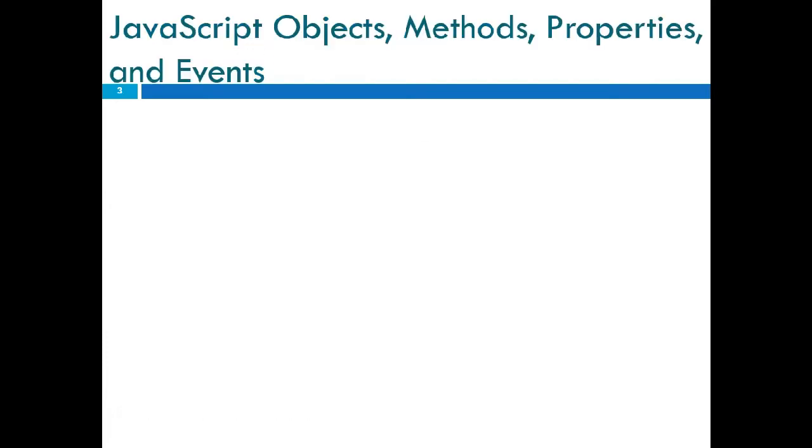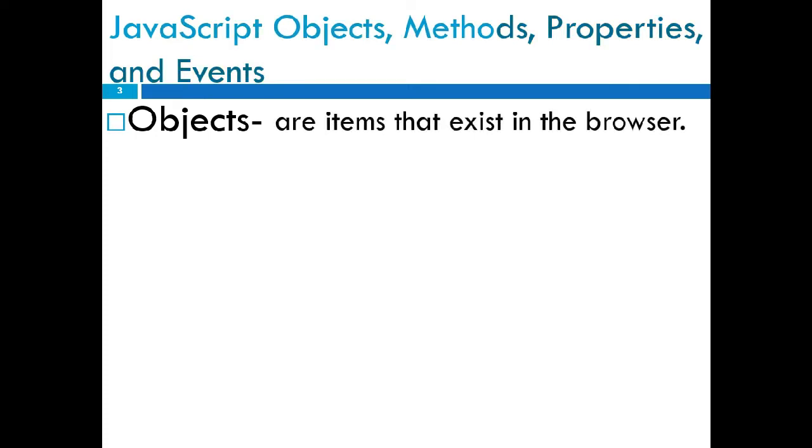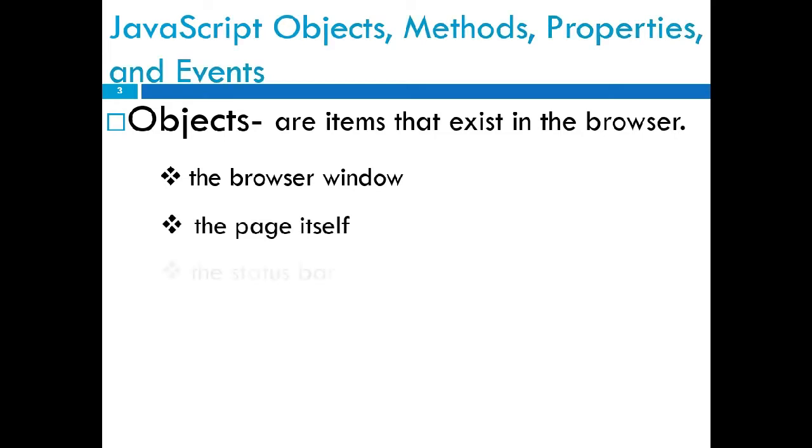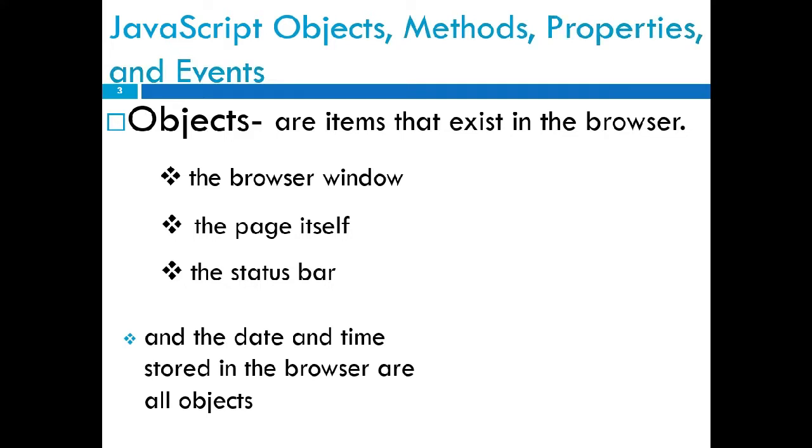JavaScript objects, methods, properties, and events. Here in objects, these are items that exist in the browser. These are the browser window, the page itself, the status bar, and the date and time stored in the browser. These are all objects.